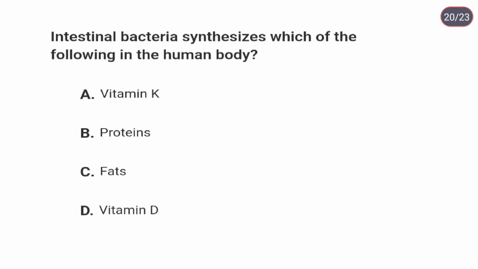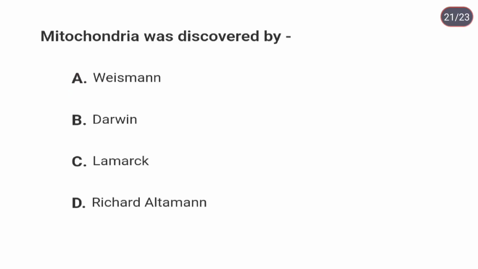Intestinal bacteria synthesizes which of the following in the human body? Vitamin K. Vitamin K is synthesized by bacteria in the large intestine. It is necessary for formation of several blood clotting factors in the liver, and deficiency leads to bleeding disorders. Mitochondria was discovered by Richard Altman.